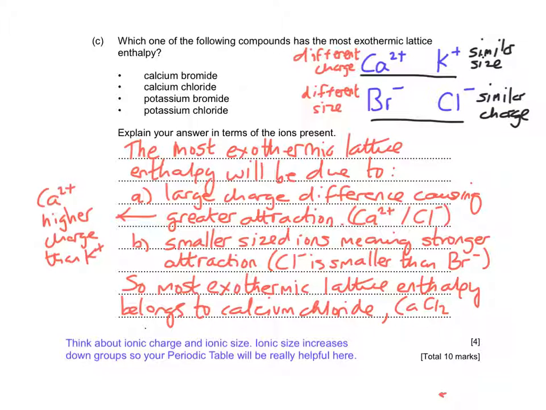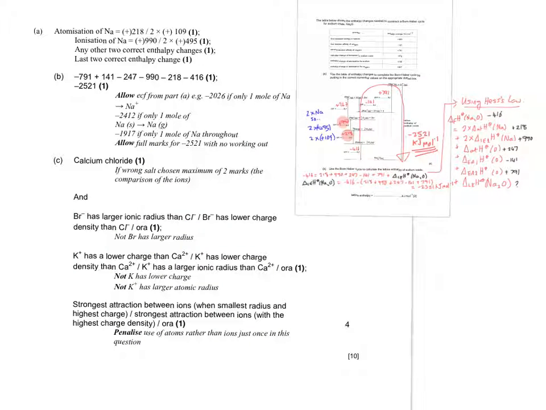So let's now have a look at the mark scheme to both of these parts of the question to see how we did. So looking at our answer for our Born-Haber cycle, we doubled the atomization of sodium, we doubled the ionization of sodium, we put in the correct changes elsewhere, and we also got minus 2521, so we're fine on that count.